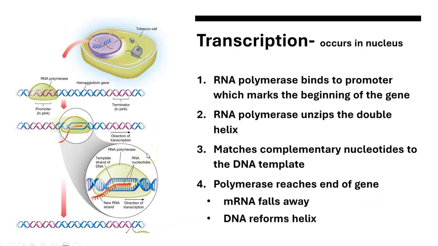So, as we said, transcription occurs in the nucleus, and the goal of transcription is to make a copy of that portion of the DNA that we need in order to make a protein. So we want to make what's called a messenger RNA strand. So messenger RNA, or mRNA, are kind of temporary molecules, and they're simply the transcript.